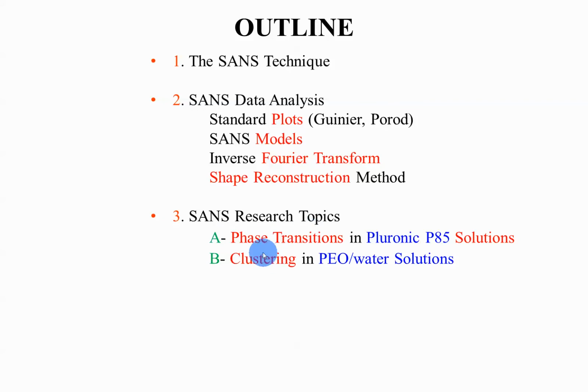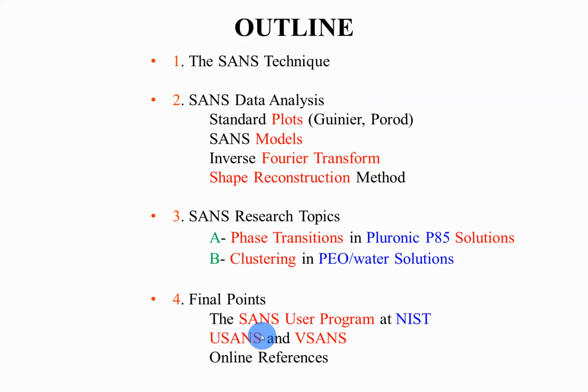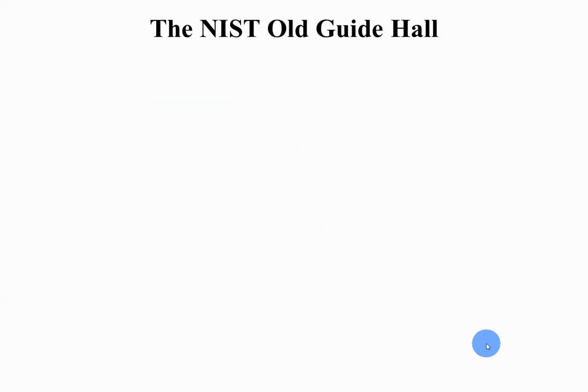Cover two SANS research topics, SANS transitions in Pluronic P85 and clustering in PEO water solutions. Final points: describe statistics about the SANS user program at NIST, then briefly describe two other instruments, the USANS instrument, ultra small angle, and the VSANS instrument, which is under construction at NIST, very small.